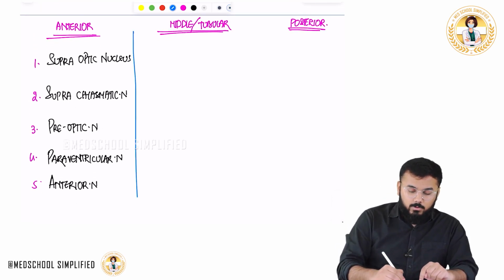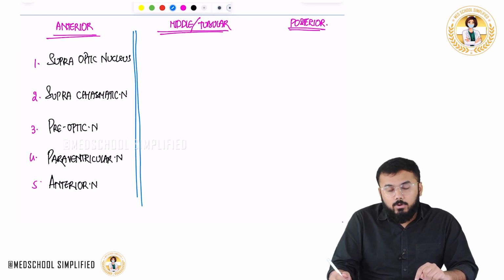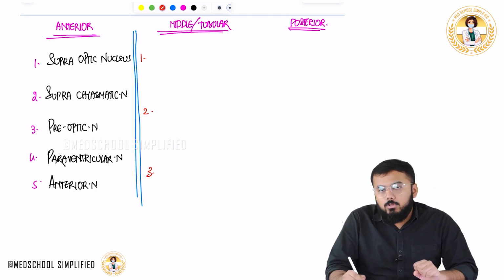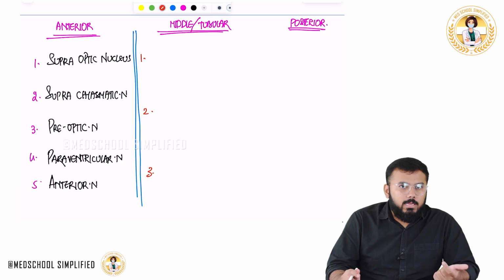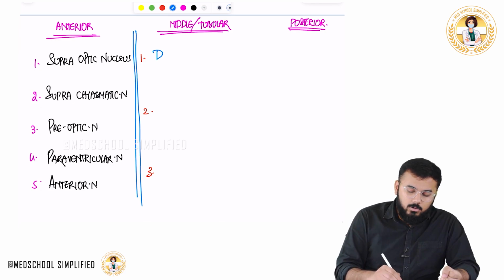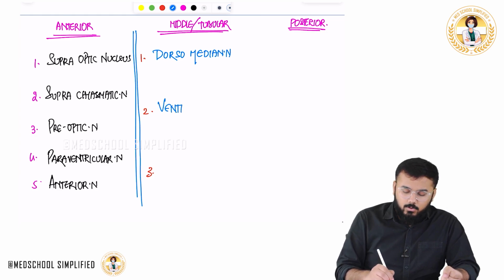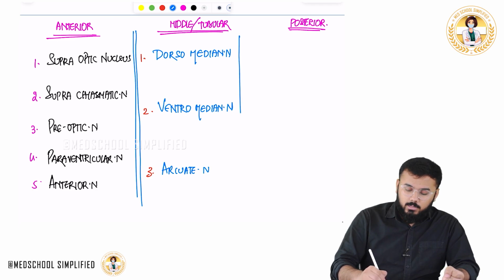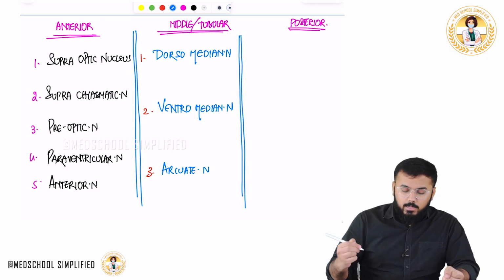Now after these 5 nuclei, let us see what nuclei are located in the middle part. In the middle part, how many do we have? We have got 3 important nuclei. What are those 3 important nuclei? One is called the dorsomedian, another one is called the ventromedian, and the third one is called the arcuate nucleus. So we have got the dorsomedian nucleus, the ventromedian nucleus, and next we have got the arcuate nucleus. Okay, these are the nuclei which we have located in the middle zone.